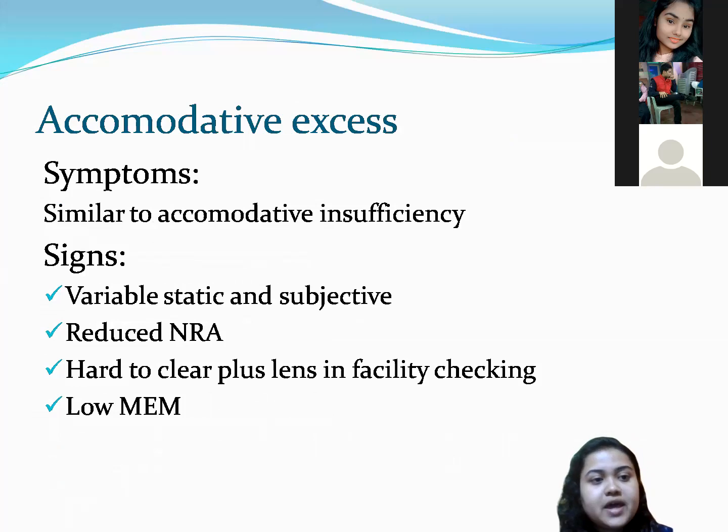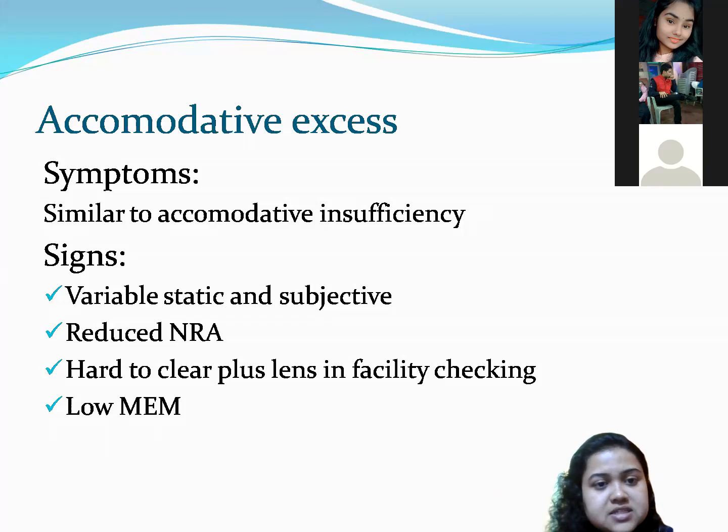Okay, so we'll move to accommodative excess now. In accommodative excess, what will be happening? The patient is accommodating more and more. So accommodative excess must be differentially diagnosed, which means it must be separated, or we should be able to diagnose accommodative excess properly, because it should not be confused with accommodative spasm or a pseudomyopia case. So those are completely separate.